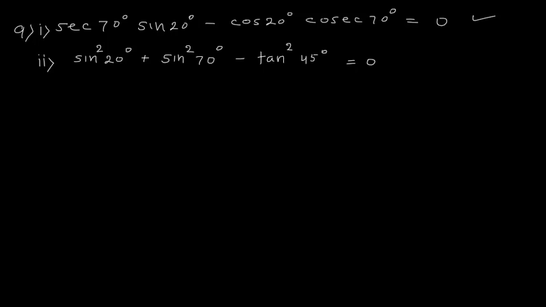Here in the second statement, this is sin square 20. I will convert this sin in cos, so sin square 70 will become cos square 20. Now sin square 20 plus cos square 20 is 1, minus tan 45 is 1, so tan square 45 is 1. So this whole is 1 minus 1, which is 0. So this is how you can prove this question.